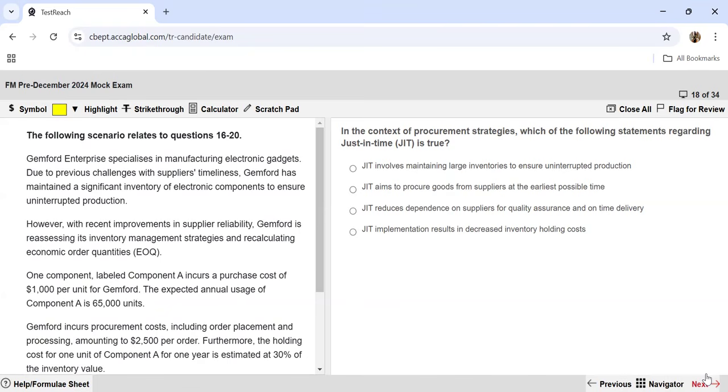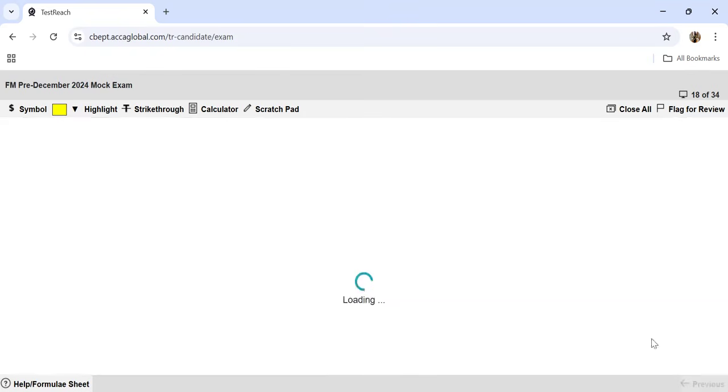Now, inventory holding means how much money you are spending to store your inventory with you. The JIT method says store as little inventory as possible. So definitely you are decreasing your inventory holding cost because you're minimizing the number of units that you are holding in the inventory. Moving to the next one.